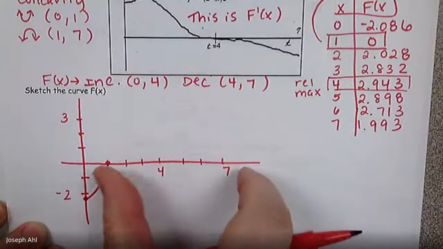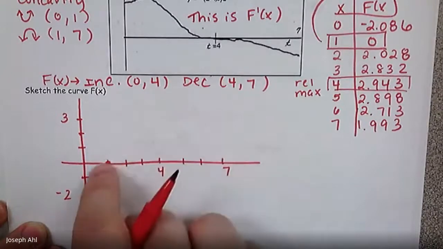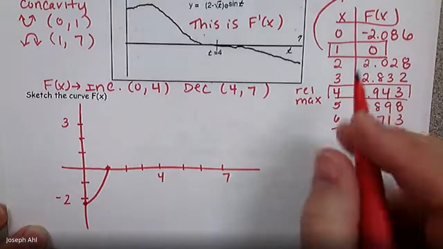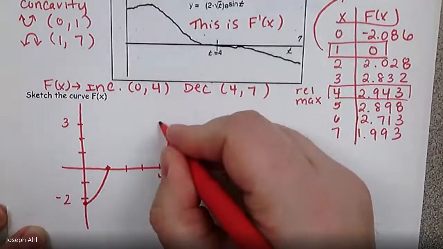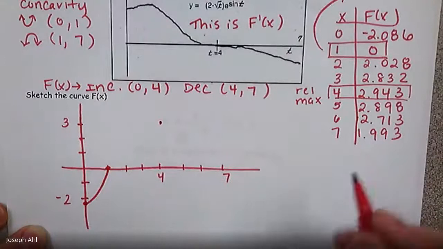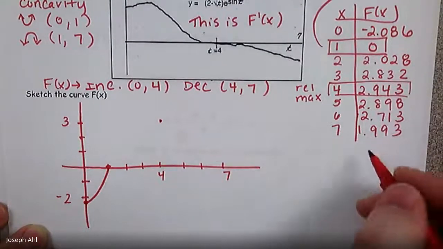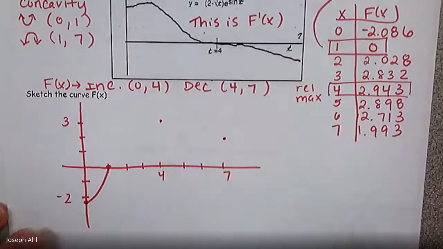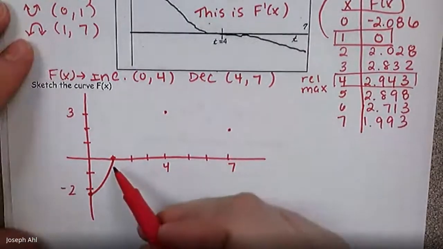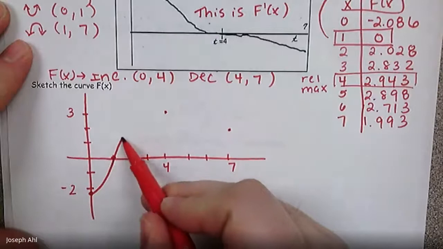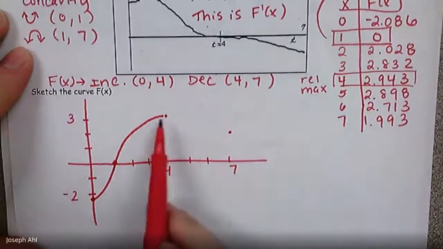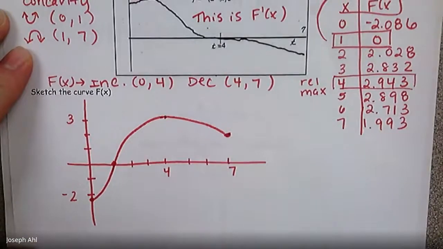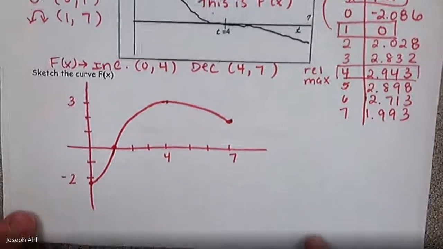And then the whole rest of the way, I have to switch over at that inflection point and be concave down. We know that at 4, 2.943, just about 3 up here, that's the max. And then by the time I get to 7, 1.993, so almost 2, that's kind of where this is going to end for our interval. So we're going to come up and curve this way, hit that max, and stay concave down until the end of the interval at 7, 1.993.